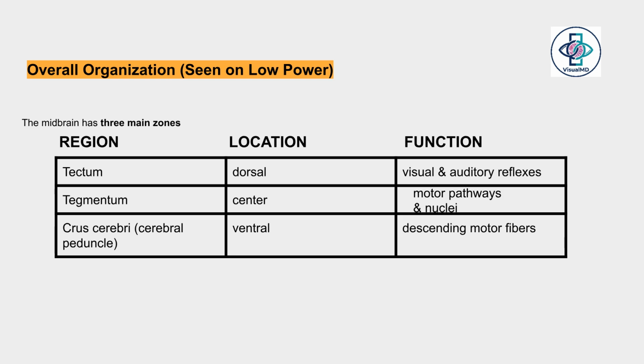The midbrain has three main zones. The tectum, which is dorsal, is involved in visual and auditory reflexes. The tegmentum, which is central, contains motor pathways and nuclei. The crus cerebri, or cerebral peduncle, is ventral and houses descending motor fibers.